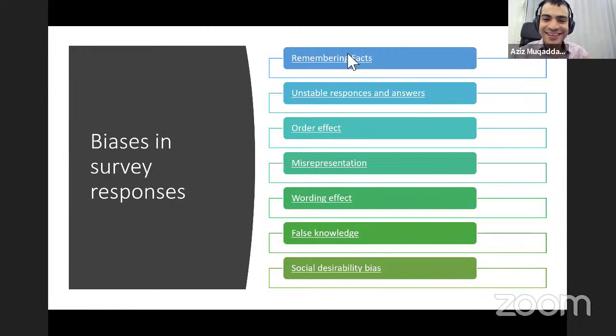We'll talk about some biases, and we will continue talking about bias next time. For example, your inability to remember facts in a survey, that's one. Instability in responses and answers, two. Something called order effects: if one question comes before the other, would that affect how you answer the second question?